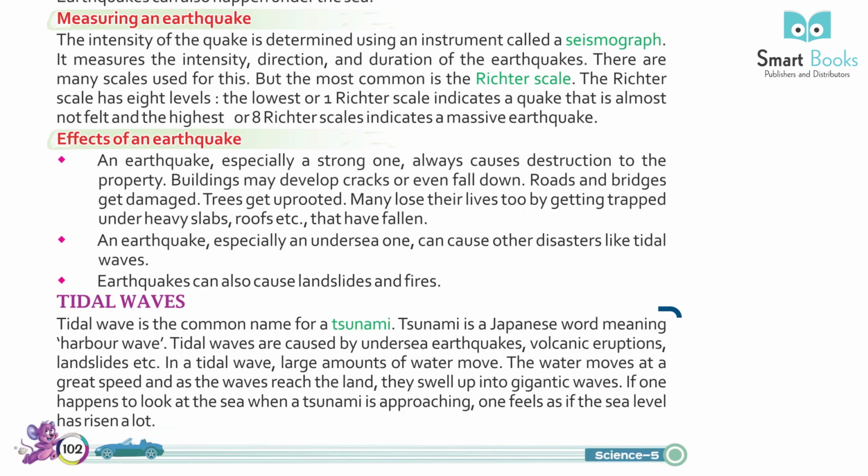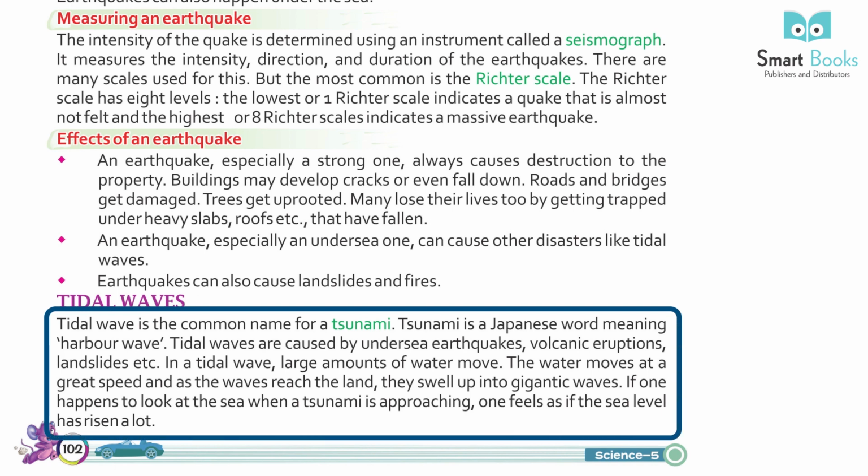Tidal waves. Tidal wave is the common name for the tsunami. Tsunami is a Japanese word meaning harbor wave. Tidal waves are caused by undersea earthquakes, volcanic eruptions, landslides, etc. In a tidal wave, a large amount of water moves at great speed, and as the waves reach the land, they swell up into gigantic waves. If one looks at the sea when a tsunami is approaching, one feels as if the sea level has risen a lot.